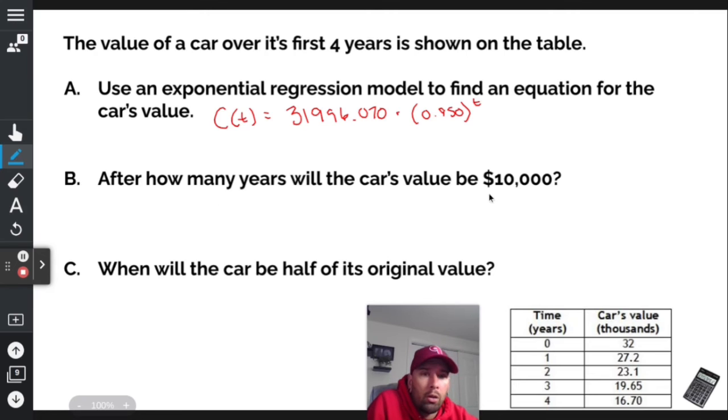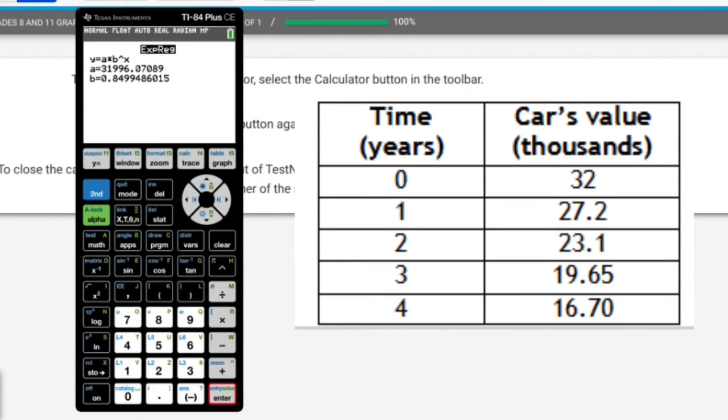So let's see what happens to the car's value, or after how many years will the car's value be $10,000. So before I even set this up, what that implies is the car's value is going to be $10,000. So $10,000 is going to equal 31,996.070 times 0.850 to the t. Now, what I can do is I can do this two different ways. And I think what I'm going to do, just to make life a little bit easier, is I'm just going to graph that in my calculator, see where those lines intersect, and that should give me the car's value. We'll do that. Be right back. So now what I need to do is I care about finding when this guy is equal to $10,000.